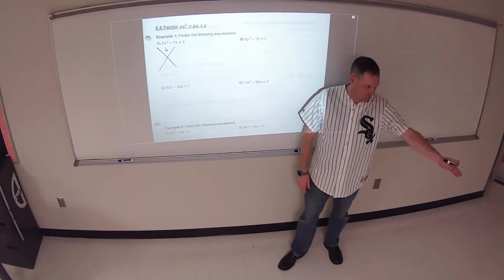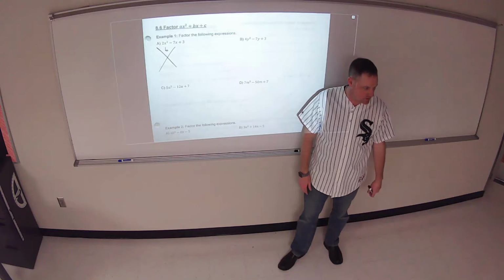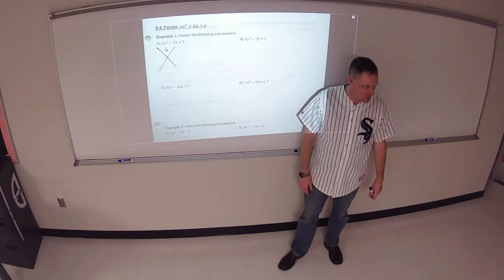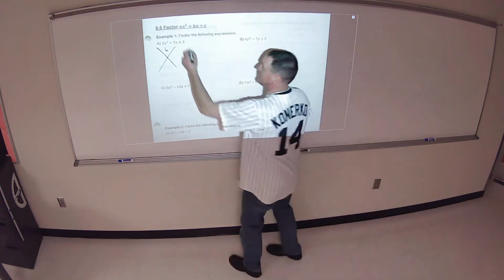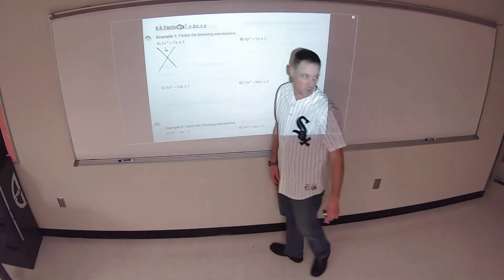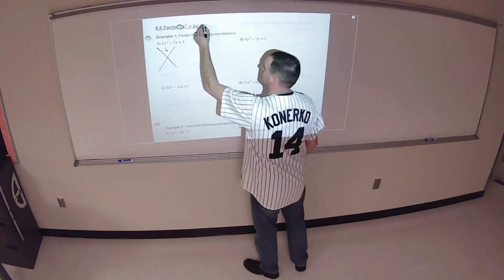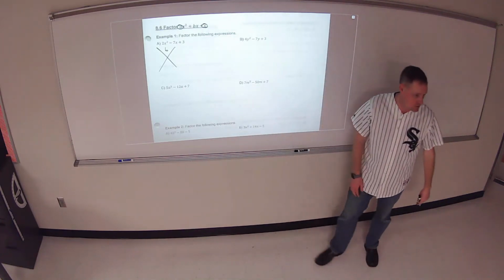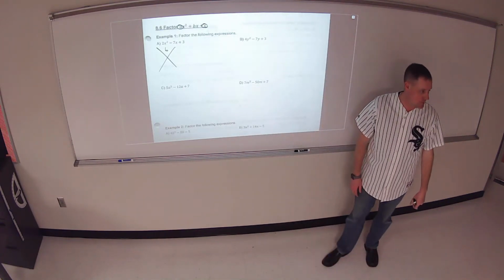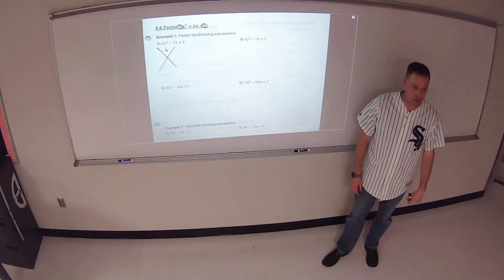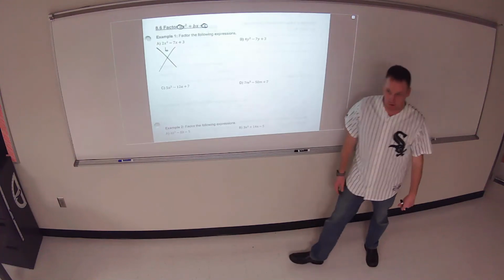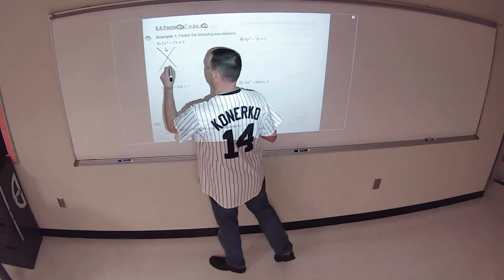What's the second step on your paper? Okay? And remember that our A value is the number that's in front of your x squared, and your C value is your constant, correct? So 2 times 3 is 6. Okay. What always goes on the bottom? The B value, which in this case is -7.